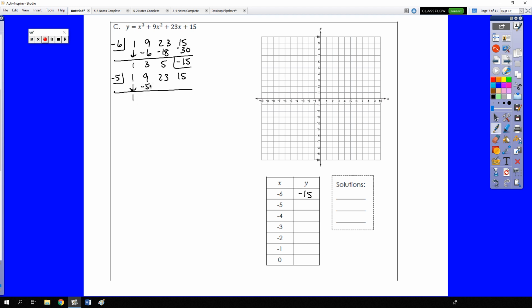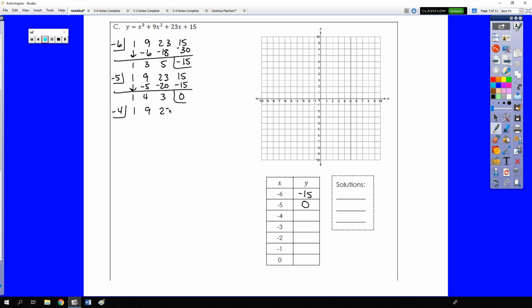So we do 1 comes straight down, multiply by -5. Add down would be 4. Multiply by -5 would be -20. Add down would be 3. Multiply by -5 would be -15. That is a 0. Plug in -4.